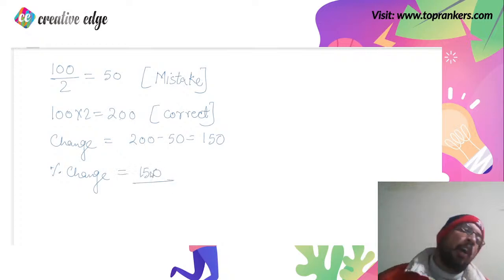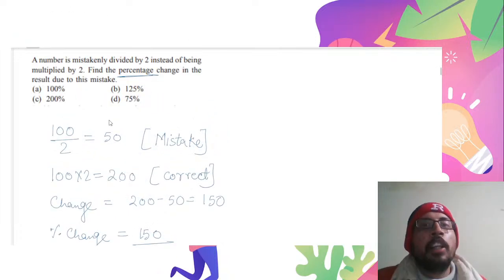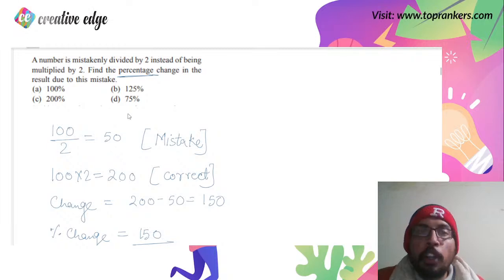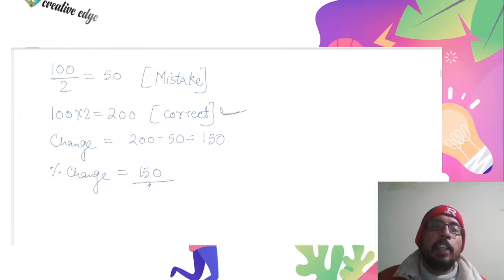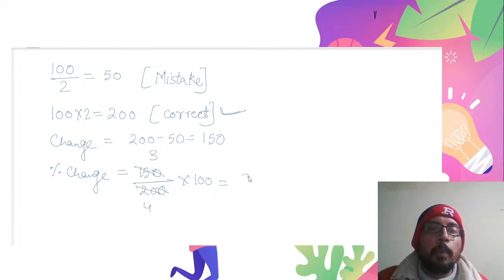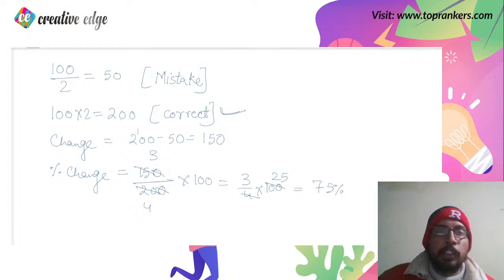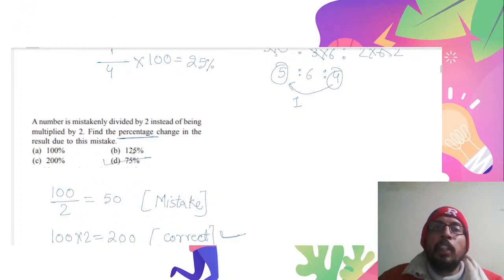Now you must be thinking whether it should be 50 or 200 in the denominator. We should always take the original number in the denominator. What is original in my case? It is the correct answer, because the original answer had to be 200, but we got 50 by mistake. So 200 has to be in the denominator. So 150 upon 200, and since we have to find percentage, into 100. The 0 and 0 got cancelled. 5 threes are 15, 5 fours are 20. So 3 by 4 into 100. 4 times 25 is 100, so 25 into 3 is 75%. That is going to be your answer. I hope you have understood this question. The correct answer is 75.